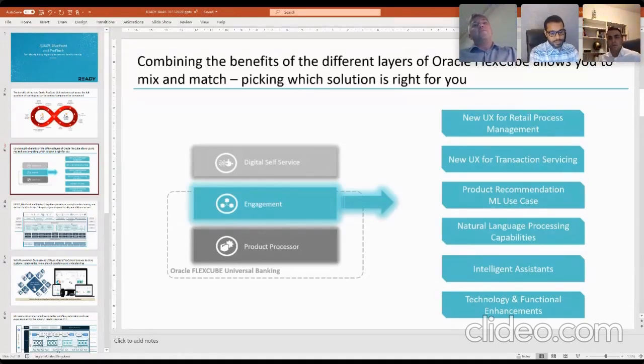And on top of that, you have the digital self-service. And why is it called digital self-service? It's because you have, on the one hand, digital to your customers, and there's a lot of advantages there out of the box. You're talking Apple Watch and payment processing and personal finance management out of the box. But it's also self-service toward your organization. So your middle office is using the engagement layer and the digital self-service layer as well.